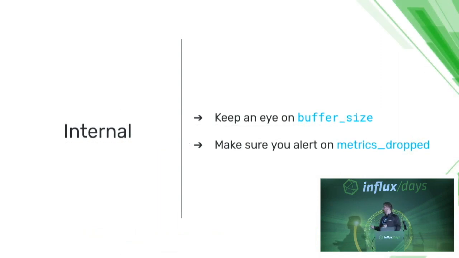The internal plugin exposes all of the metrics from how Telegraf is performing. And of course, you need to keep an eye on the buffer size and metrics dropped. The buffer size, you want to make sure you're not getting too close to that limit, or you maybe have to do something. And if you start dropping metrics, then you probably want to alert on that so that you can go and fix it. So the internal plugin is a no-brainer. You can turn it on, and you get really good insights into how Telegraf is running.